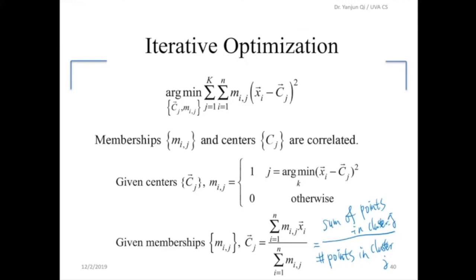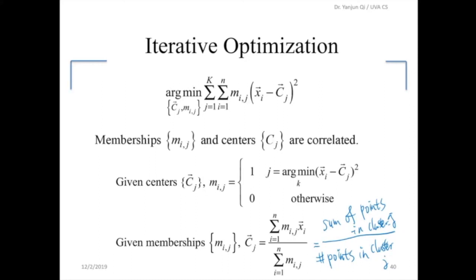So the whole thing I could give you: K-means is not an arbitrary method. In fact, it's a method just because the membership and the centers are correlated. That's why we're trying to solve this loss function through an iterative method, because of the two correlated parameters.